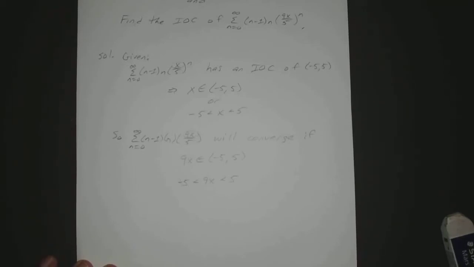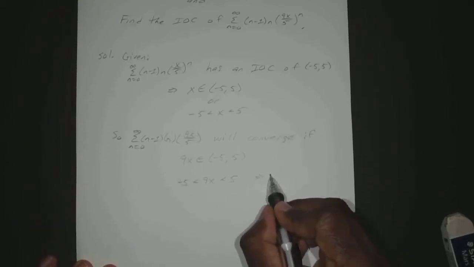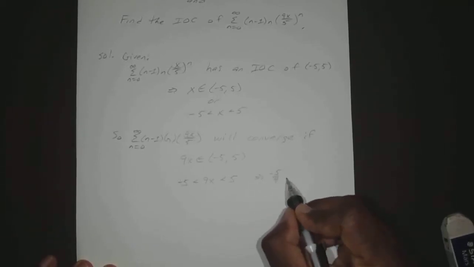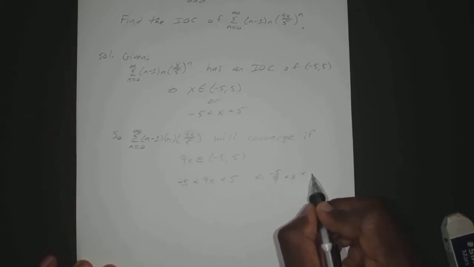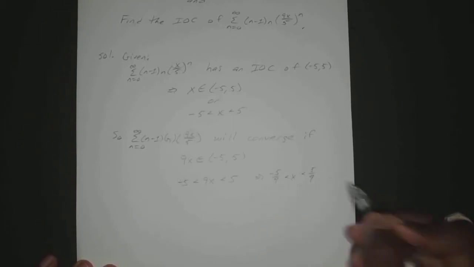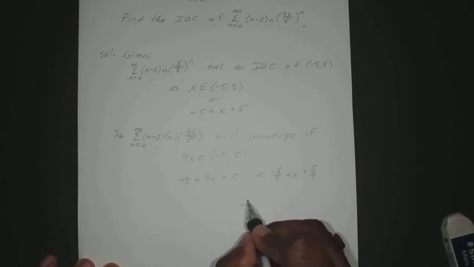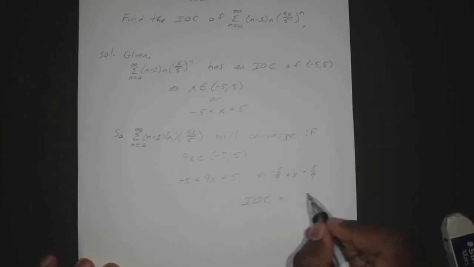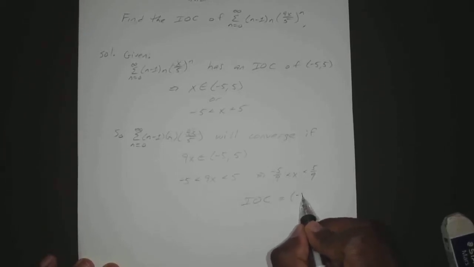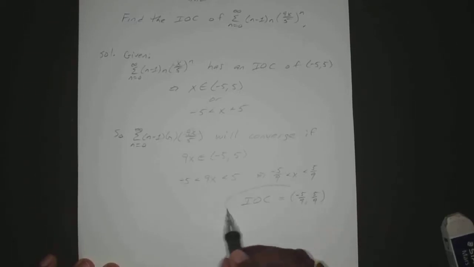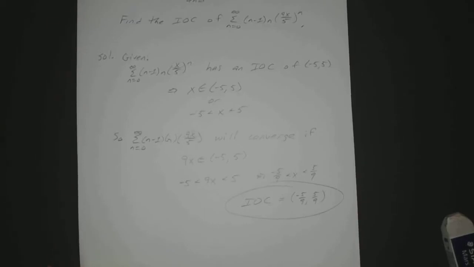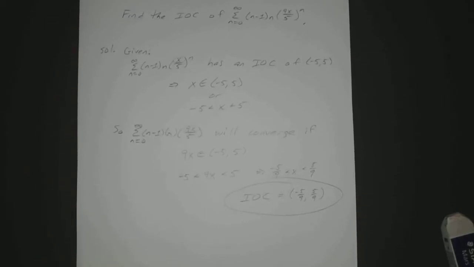Divide each term by 9. You have negative 5 over 9 is less than x, which is less than 5 over 9. Okay. So your interval of convergence is negative 5 over 9, 5 over 9. So it's a little more work than the other one. All right. So any questions on that one?